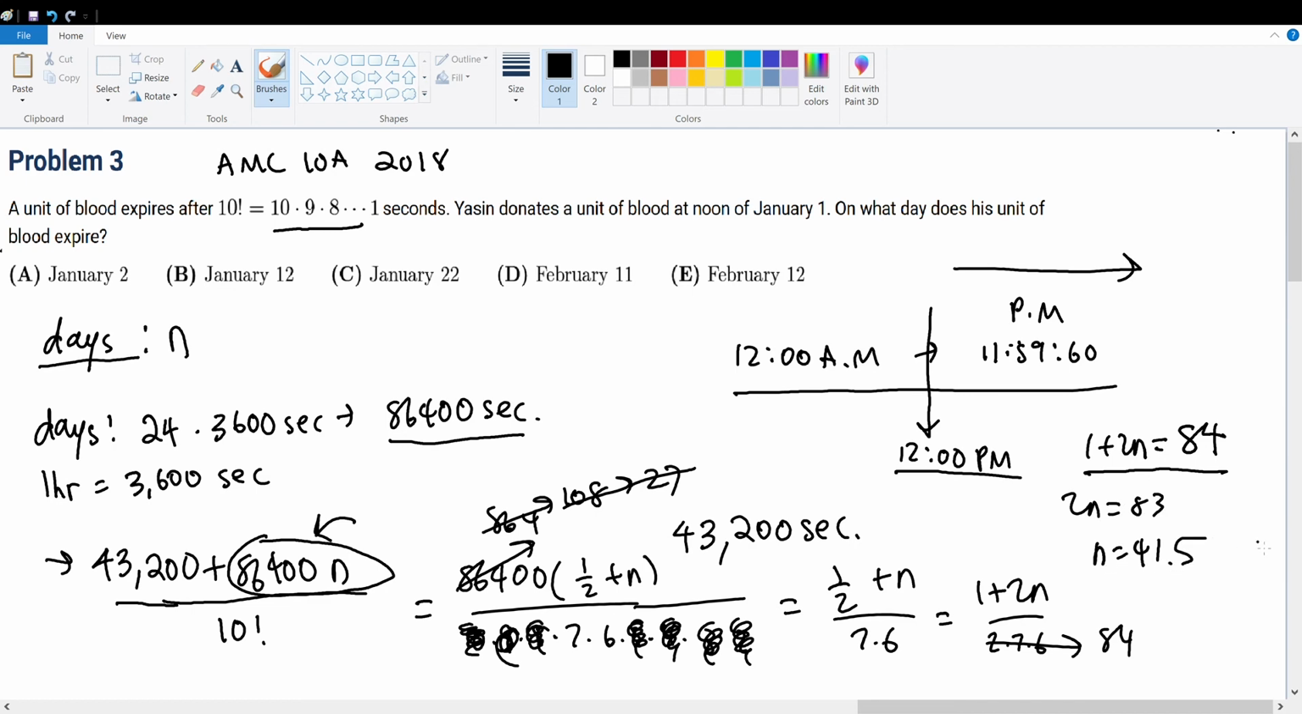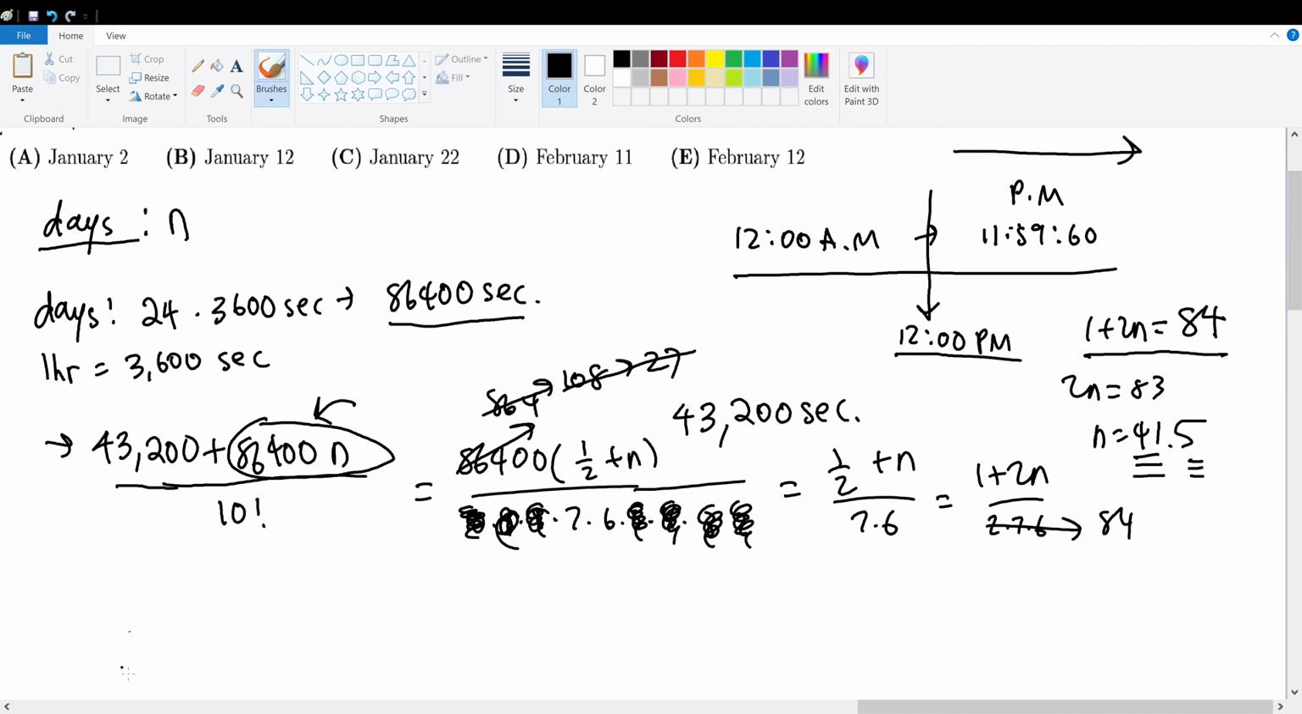Now, 41.5, what does this tell us? 41.5 just means that 41 full days and half of one full day must go by. That's what I mean to say. So with this understanding, we can now evaluate from January 1st all the way to the appropriate day. We know that in January there are 31 days, so 30 full days must pass by first. So after 30 full days, we're left with 11.5 days remaining. And in February, after 11 days, it will be February 11th. And then we have to add half a day.